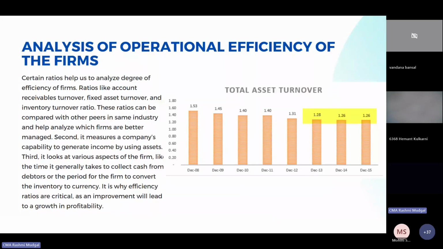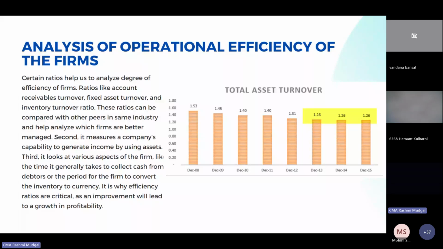Okay. So, second, we measure the company's capacity to generate income by using assets. Third, it looks at various aspects of the firm, like the time it generally takes to collect cash from debtors or the period for a firm to convert inventory to currency. Okay. That is why efficiency ratios are critical, and improvement will lead to growth and profitability.